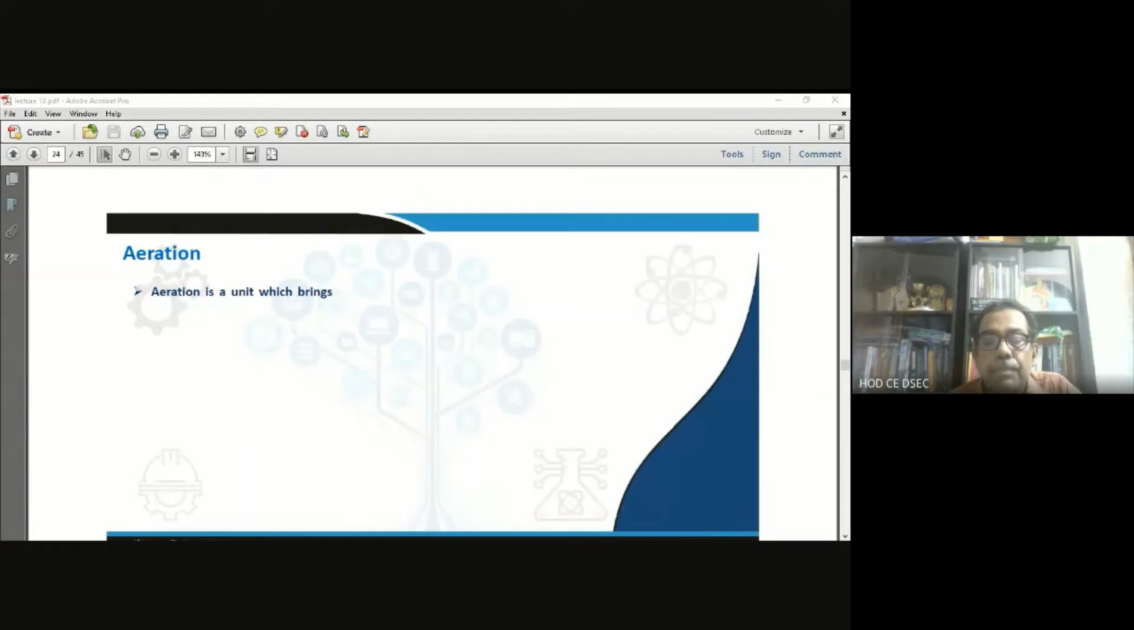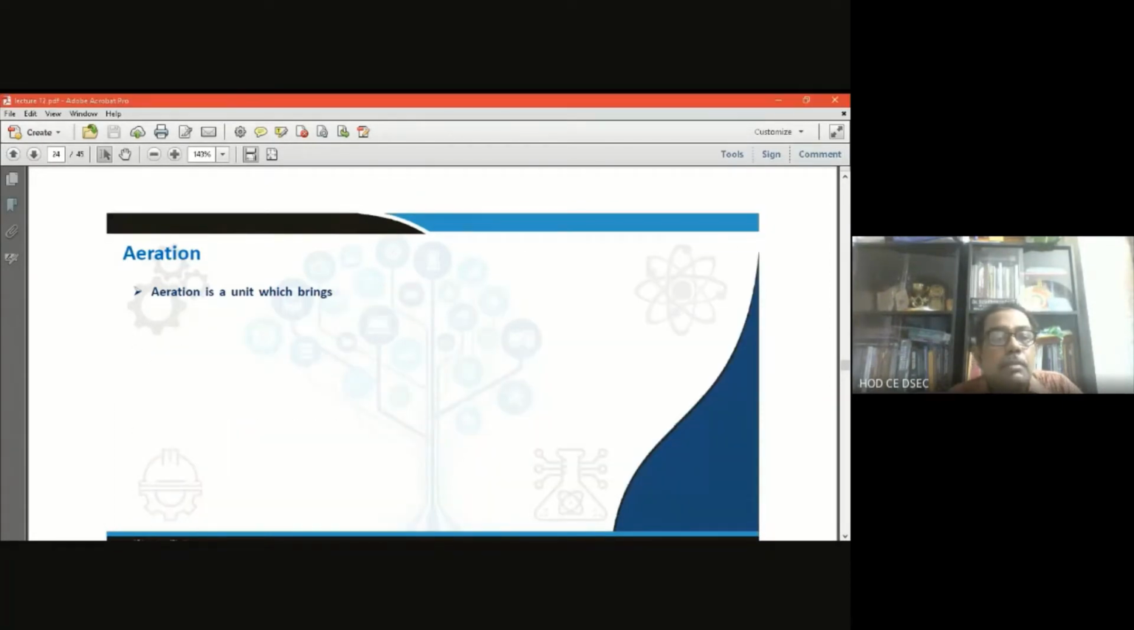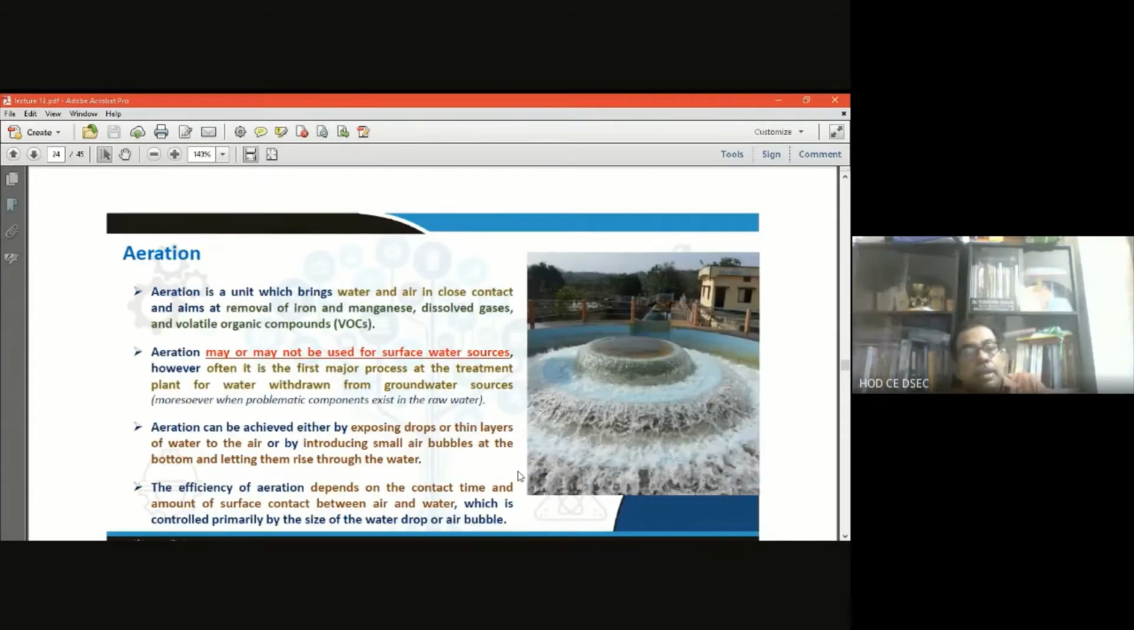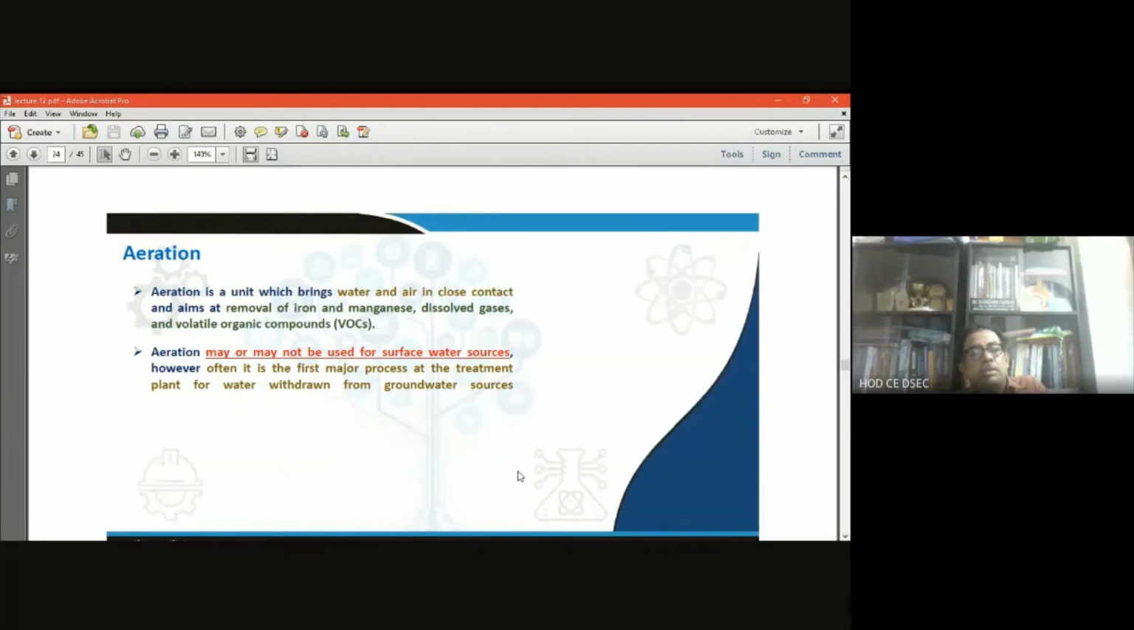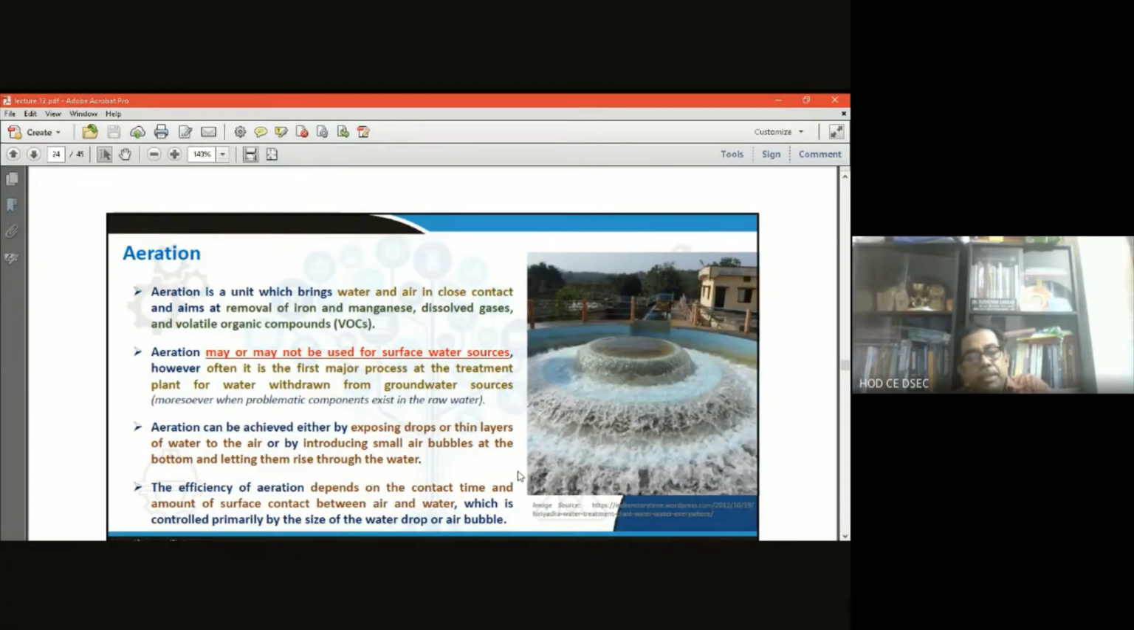Okay. Now what I am trying to say is that aeration, this treatment after screening, basically holds good when we extract water from groundwater. Why? Because groundwater contains more iron and manganese compared to surface water. Not only that, the dissolved gases are mainly in the groundwater. So aeration especially holds good for water from the ground, and it may not be used for surface water sources. That is the fundamental thing I must highlight to you.